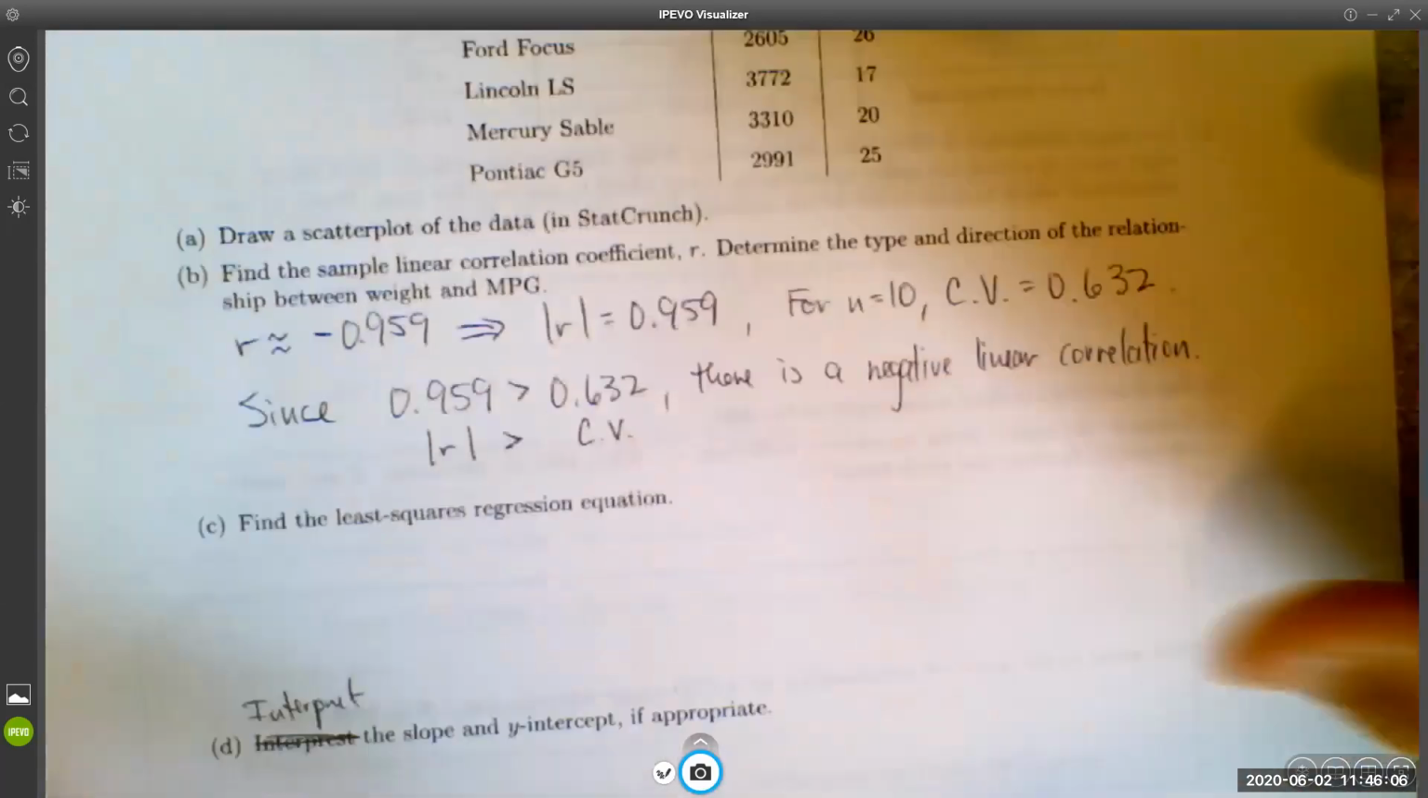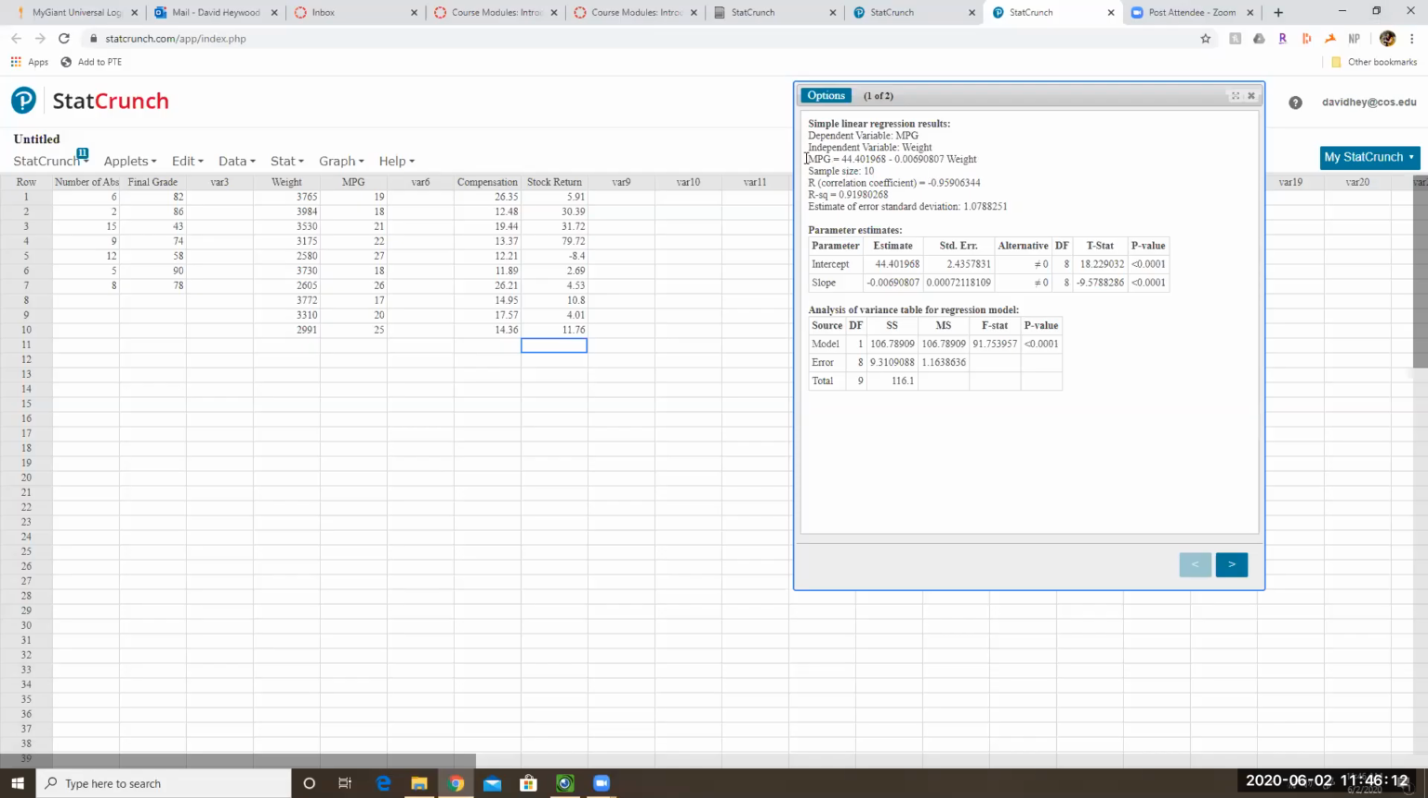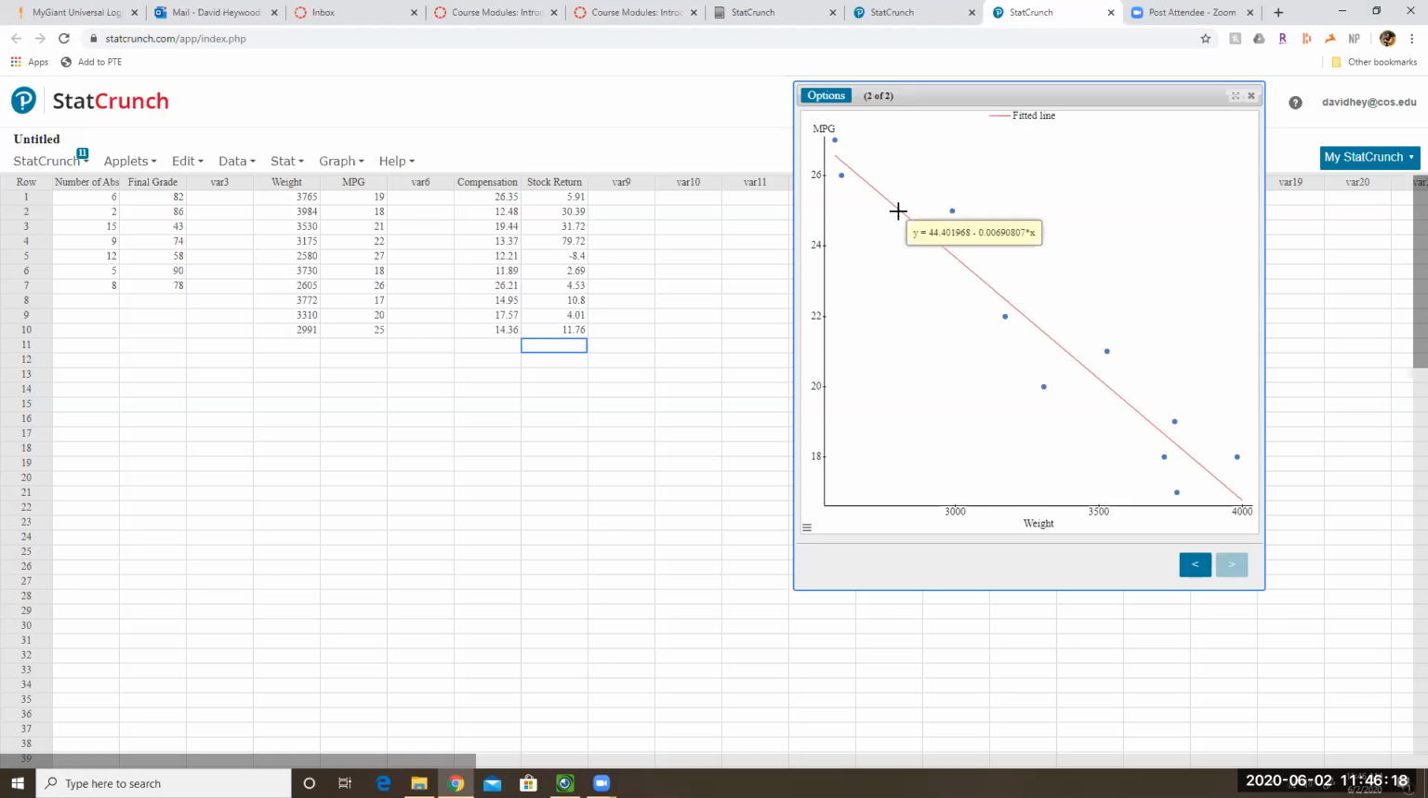And then part C says find the least squares regression equation. So the least squares regression equation is right here. Another place you can see it is to hover your cursor over that best fit line right there. So I'm going to write it down. I'm going to say y hat is approximately negative 0.007x plus 44.4.